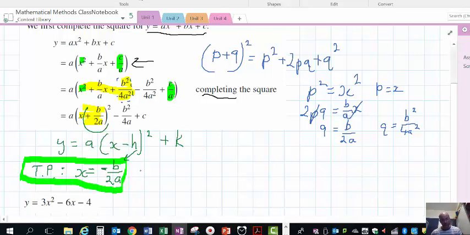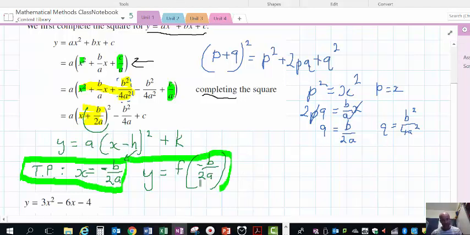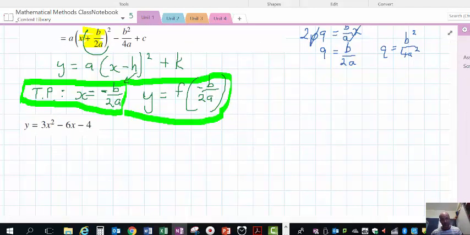So how do we get the y coordinate? Well, like anything, if we know the x, we can substitute it into the function, and the y coordinate of the turning point would be, if you subbed negative b over 2a into the function, that would be f of negative b over 2a will give you the y coordinate of the turning point. So both of those together will give you the x and the y coordinates of the turning point. To clarify, let's look at an example.